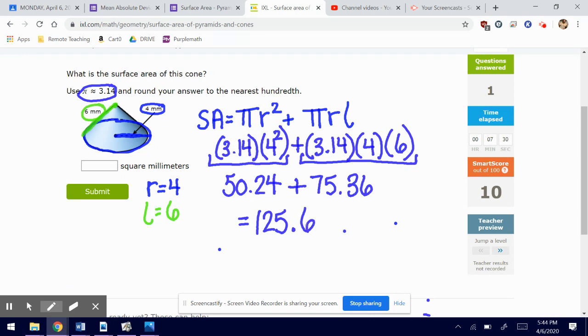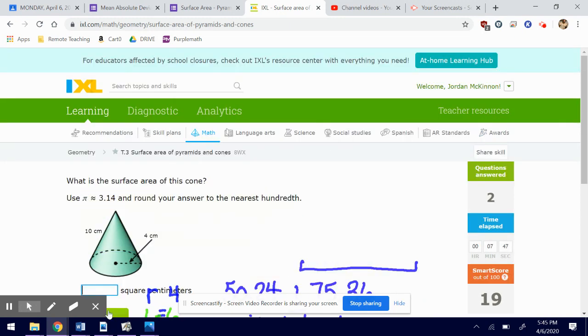Okay, so my instructions said that they wanted it to the nearest hundredth, which is going to be 2 decimal places, but when I typed in my calculator, it ended after 1. So it's okay just to leave it as 1 decimal place. So 125.6.